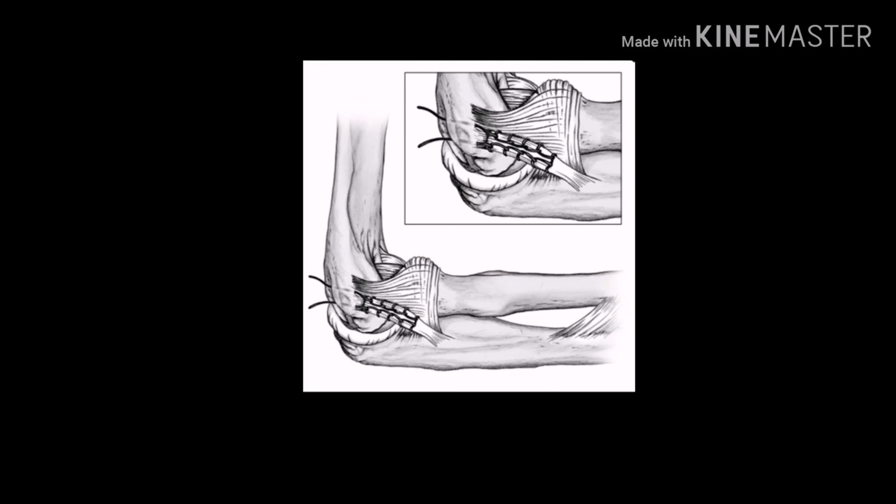Most others do not support acute collateral ligament reconstruction. Some others, however, stress the importance of the lateral collateral ligament to elbow stability and advocate reattachment of this ligament to the lateral epicondyle. Okay, we have here a case study about the lateral collateral repair.